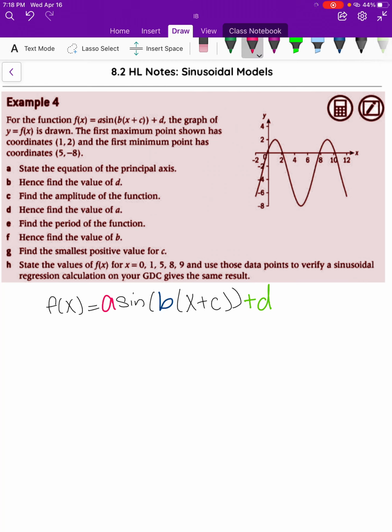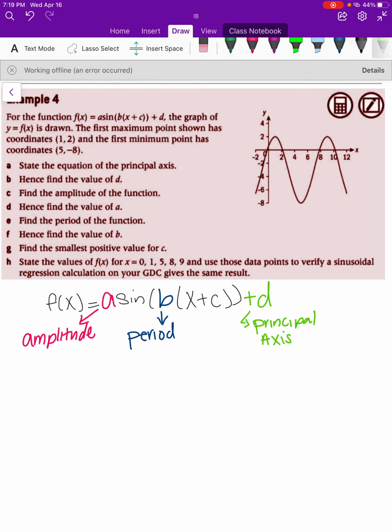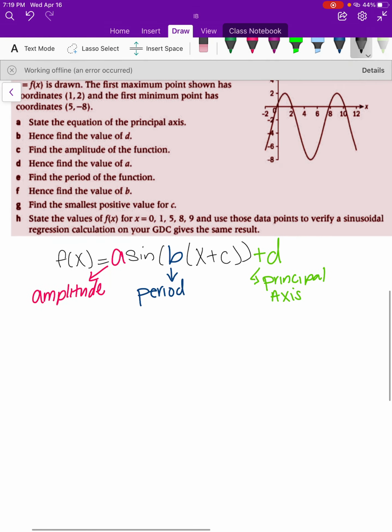So the a in this function, and it also works for cosine functions, so the general same idea, we have a, which is my amplitude, b, which is going to be your period, and d, which is going to be in reference to your principal axis. Now each one of these kind of have their own formulas to figure out these values.